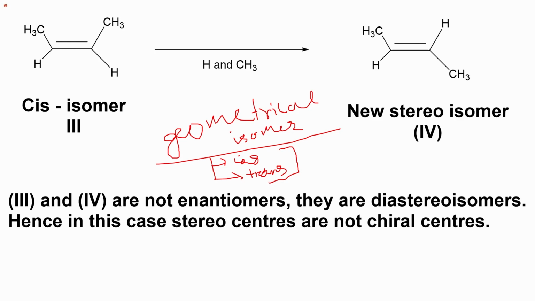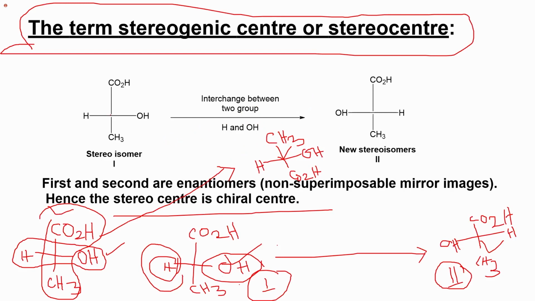So 3 and 4 are not enantiomers, they are diastereomers. Hence, in this case, the stereo centers are not chiral centers. One important thing: the first and second are enantiomers of each other, non-superimposable mirror images. Stereoisomer 1 and the new stereoisomer 2 are both enantiomers of each other. Hence the stereo center is the chiral center.